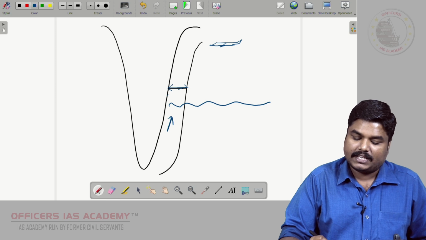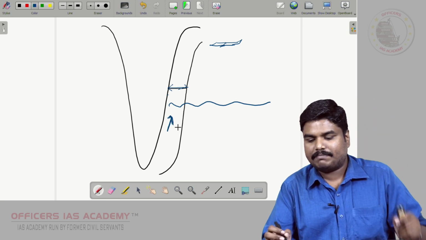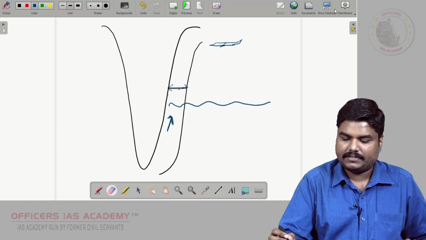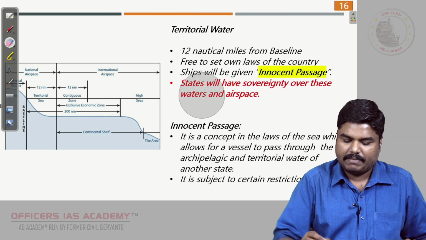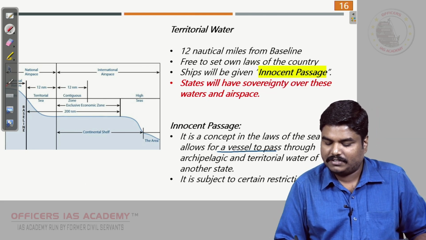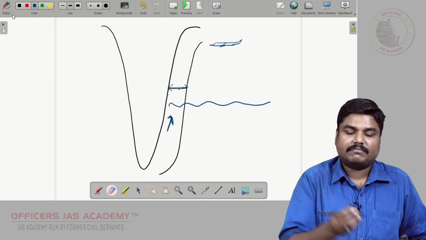However, for ships, innocent passage is generally available. So, what is innocent passage? Innocent passage is a concept in the law of the sea which allows a vessel to pass through the territorial water of another state with some restrictions.